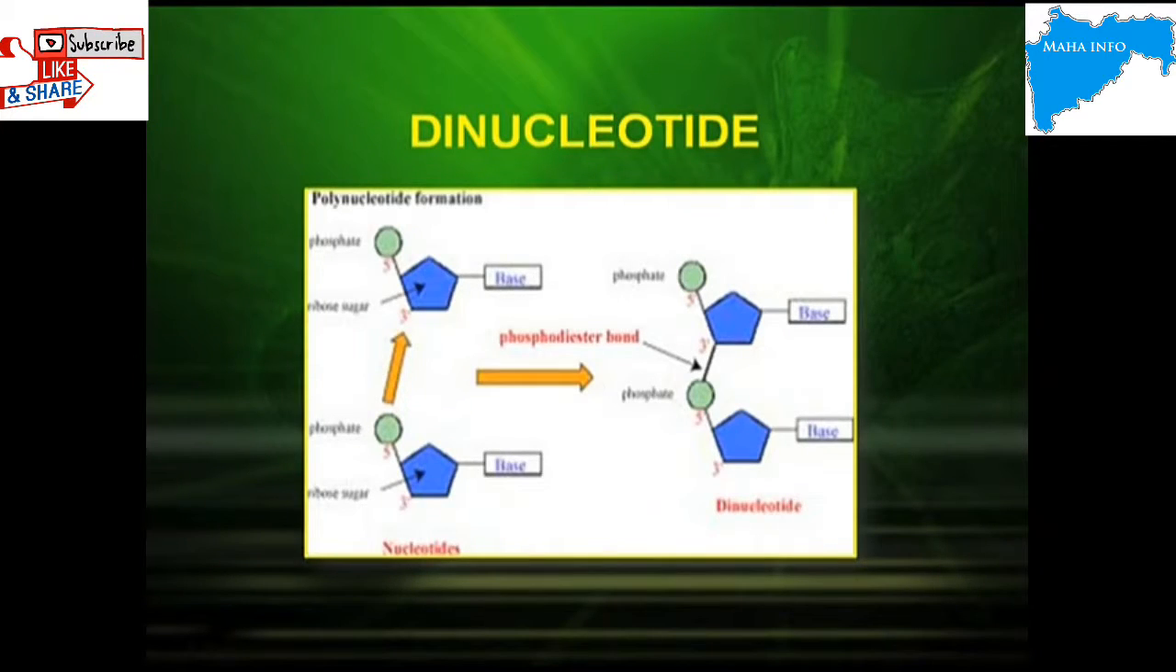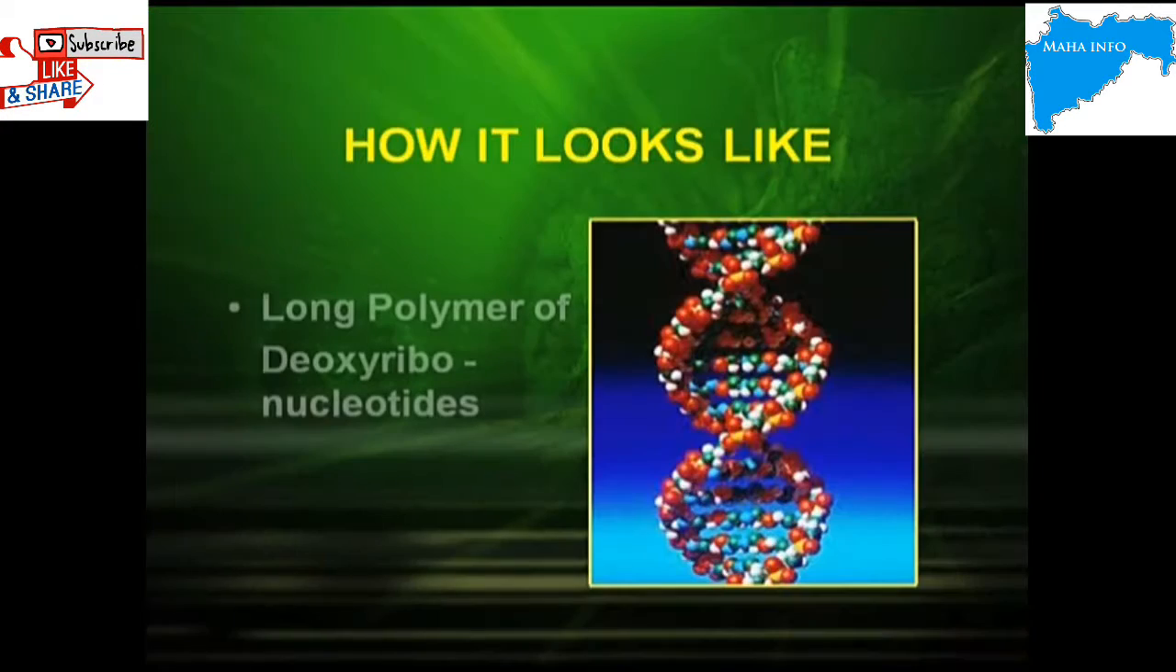This is a very simple model which you can also make, which shows the clear anti-parallel character of DNA, 5' to 3' and 3' to 5'. Let us see how the DNA molecule looks. It is a long polymer of deoxyribonucleotides.